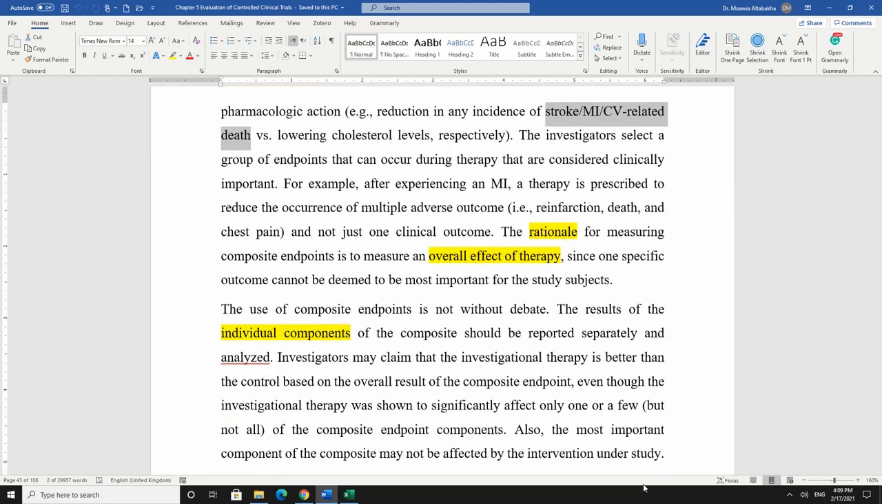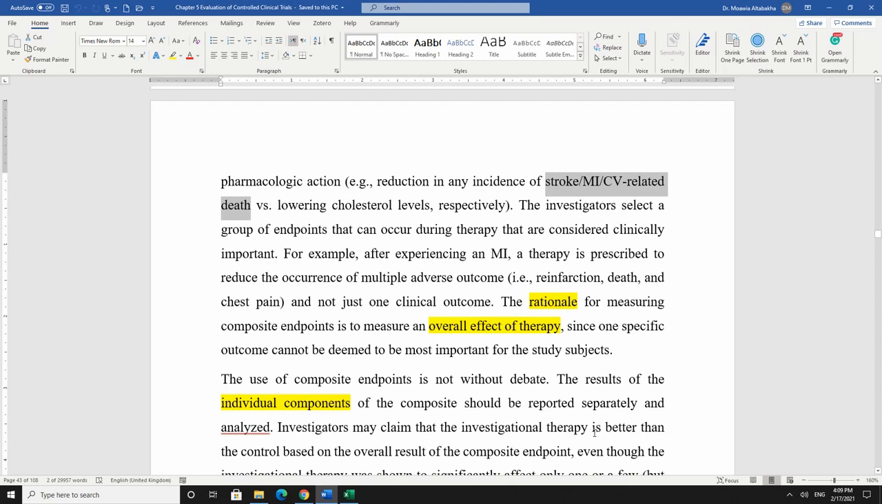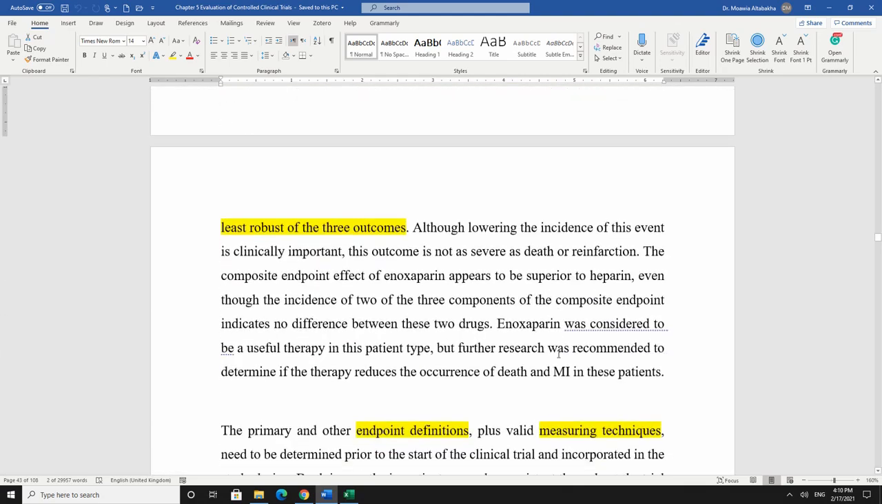So if they report, okay, that drug A is able to reduce the composite endpoint more than drug B, for example, so drug A is better, this is not enough, okay, because maybe it can reduce the angina pectoris, but maybe the death rate is increased or it's not changed, okay. So if the investigators have a composite endpoint, they should also analyze the individual endpoints. Okay, is that clear? Okay.